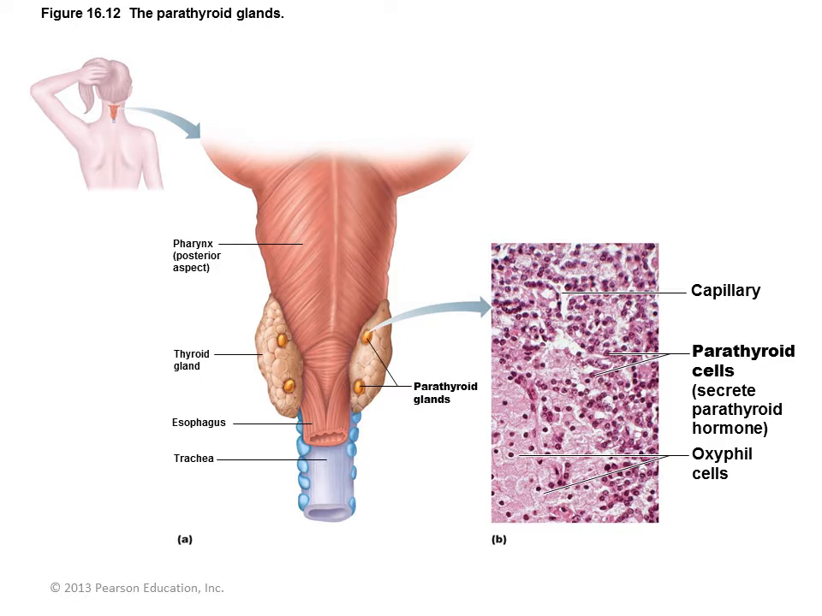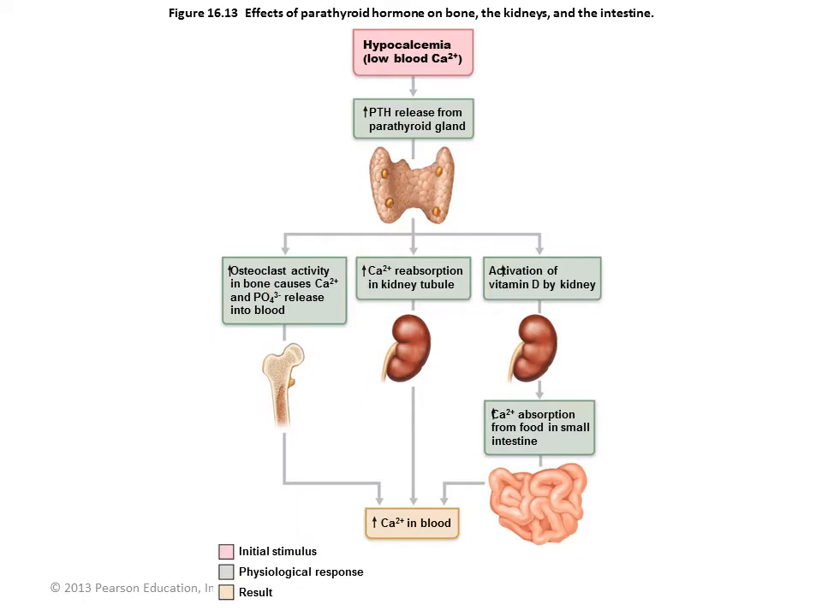The parathyroid glands are four tiny glands embedded in the posterior aspect of the thyroid. They normally secrete PTH, parathyroid hormone, which is the most important hormone in calcium homeostasis.